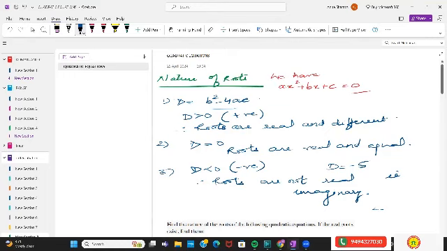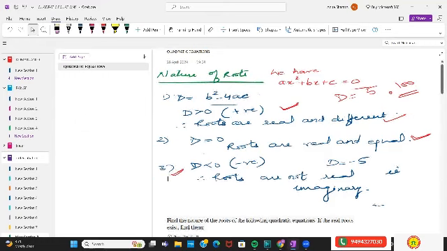So, your roots will exist only in two cases. When your discriminant is positive, means you will get the value of D as suppose 5 or 100, in terms of plus sign only, then roots are real and different, and when the discriminant is 0. So in two cases only roots will exist. In the third case, roots do not exist. Okay, so now see questions on the basis of this.